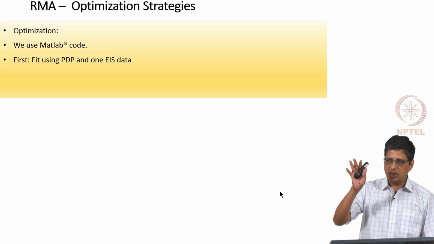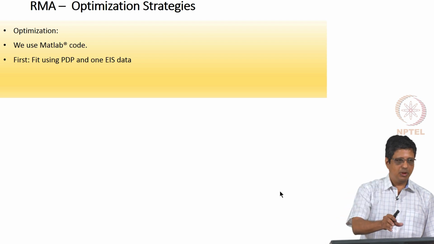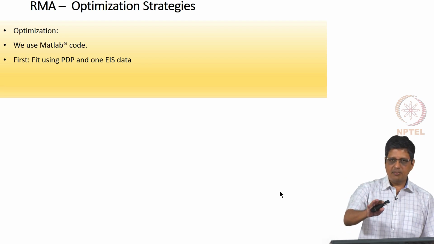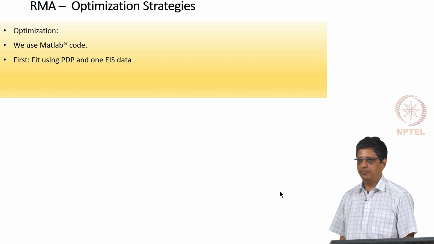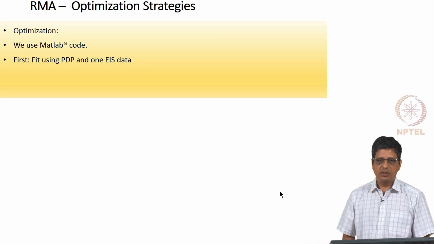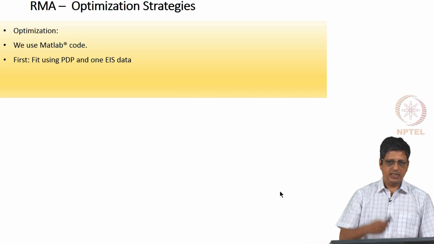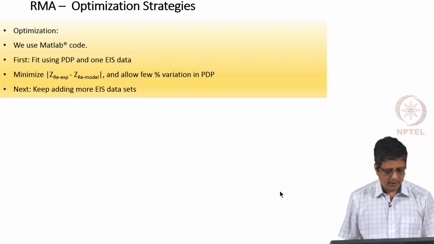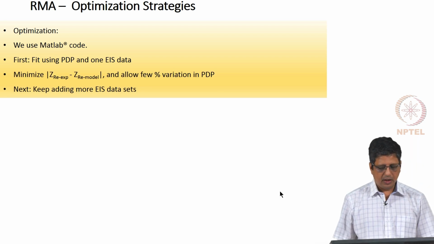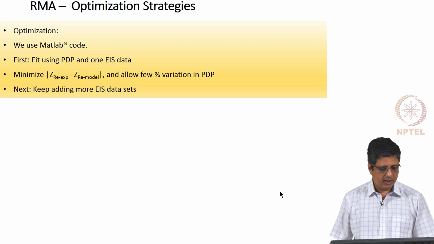In theory I could give all the spectrum data and the potentiodynamic polarization data to the program and say find the best fit within 5% variation, but it does not seem to work. It will not converge properly. So, we have to take it step by step. We minimize the error between experimental and model, allow a few percent variation in PDP, and keep adding more EIS data.